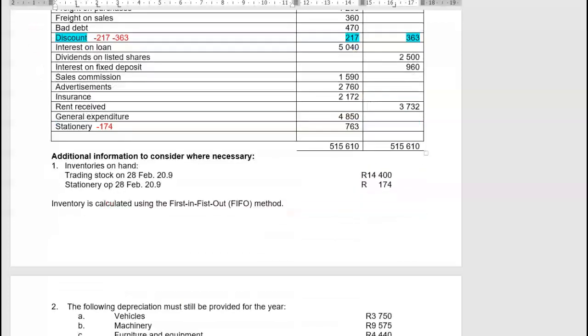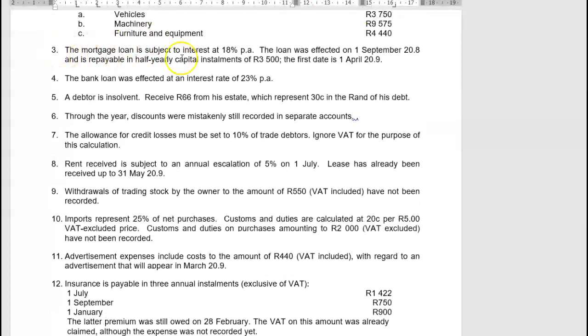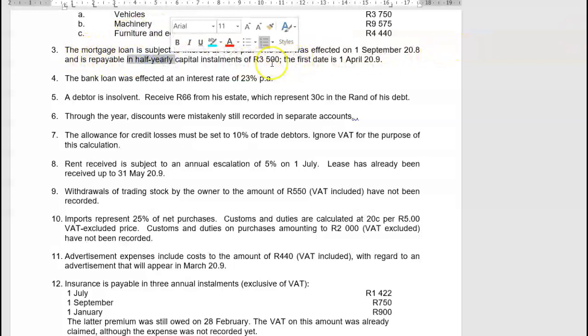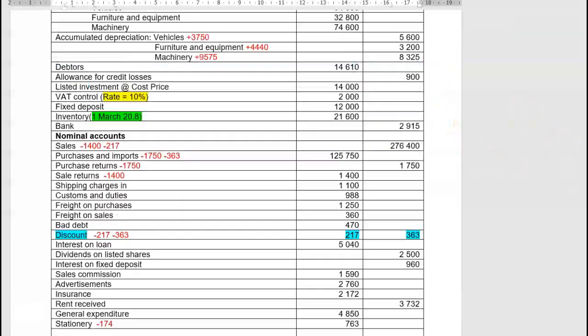Good. Next one there, number 3. They tell you the mortgage loan is subject to interest at 18% per annum. The loan was effected on the 1st of September. That gives us 6 months from the 1st of September up till the end of the financial year, 28 February, and is repayable in half-yearly capital installments of 3,500 Rand. The first date is 1 April 2009, so only in the next financial year.